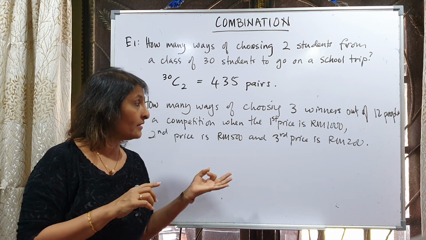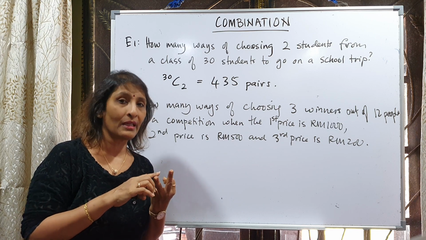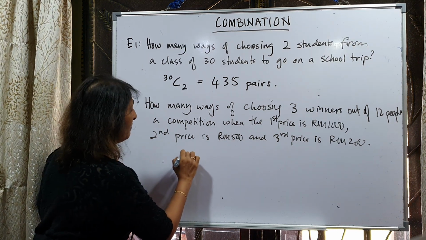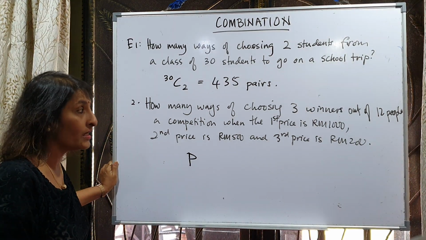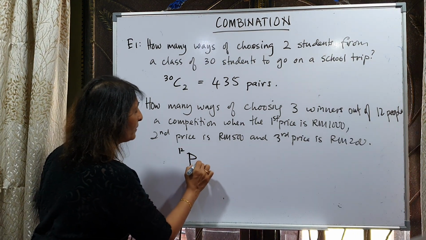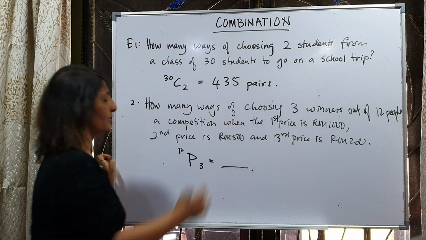So, in this case, since your arrangement is important, who's first, who's second, who's third, then we have to use permutation. Okay, the arrangement is important here because the prizes are different. So we have 12 and we want to choose 3. Now you use your calculator and you get your answer.